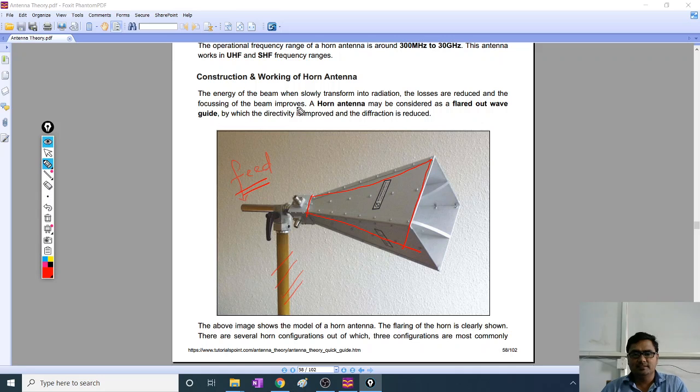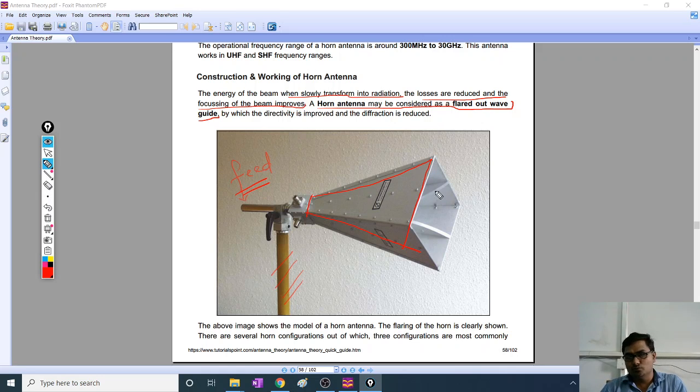So what they have written is that when the energy of a beam is slowly transformed into radiation, the losses are reduced and the focusing of the beam improves. A horn antenna may be considered as a flared-out waveguide. So the waveguide is flared out, and it becomes a horn antenna.